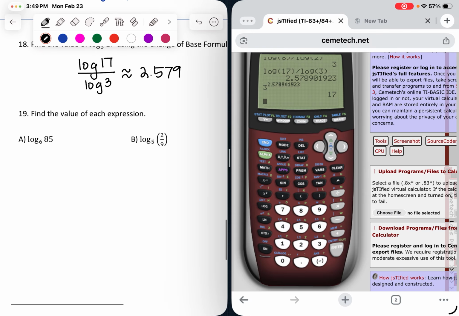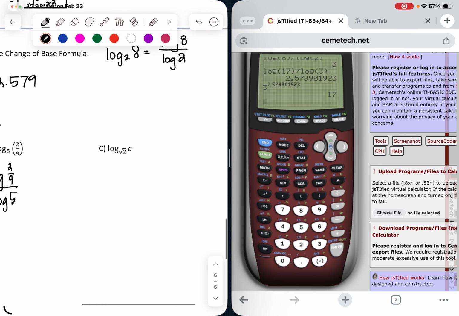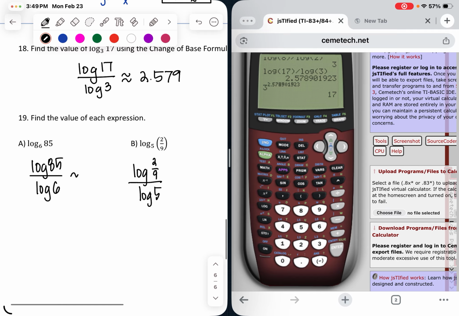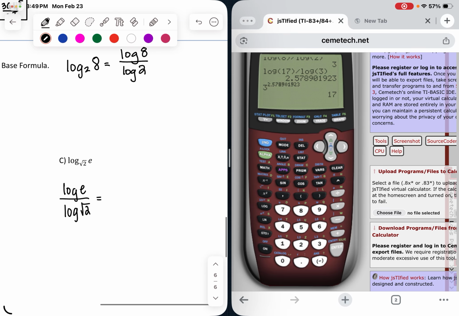All right, this one, common log of 85 divided by common log of 6, or you could use natural log if you want, because there's a natural log button too. This one we're going to do common log of 2/9 divided by common log of 5, or you can use natural log, it doesn't matter, okay? Common log of e divided by common log of root 2, okay? So we're going to get a decimal approximation.